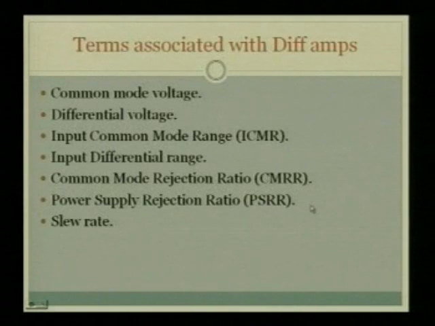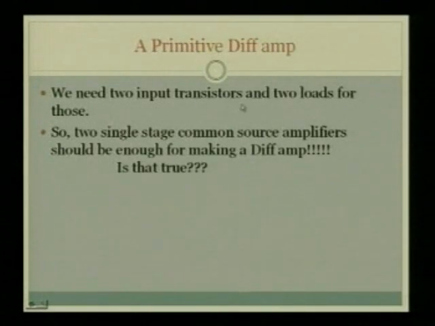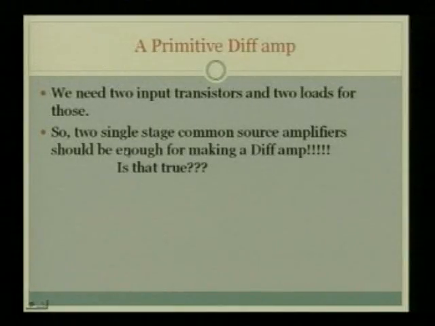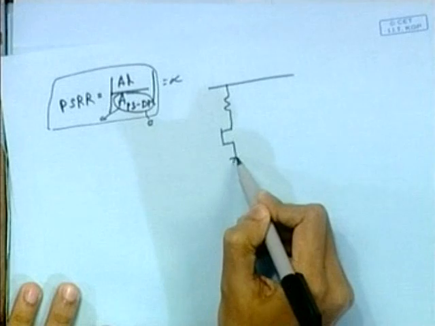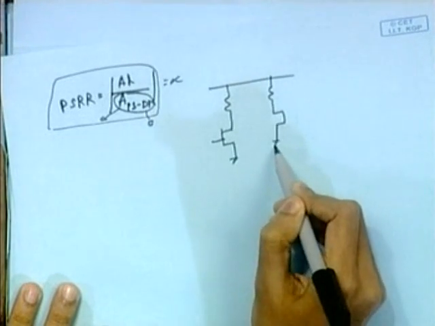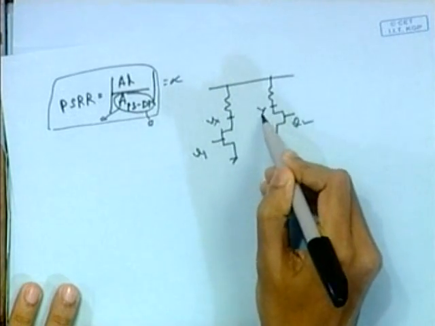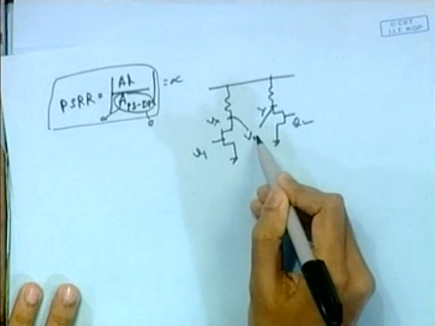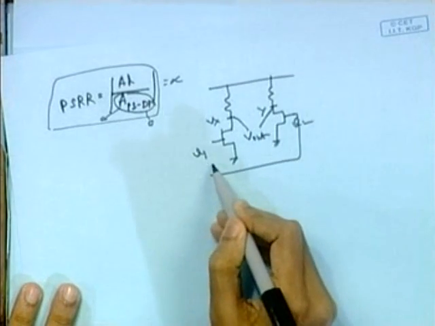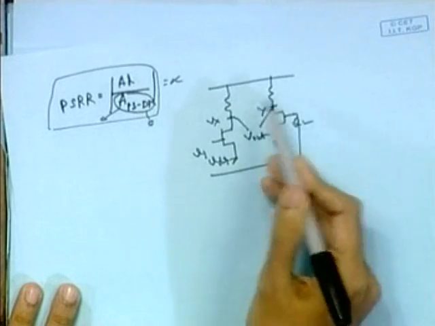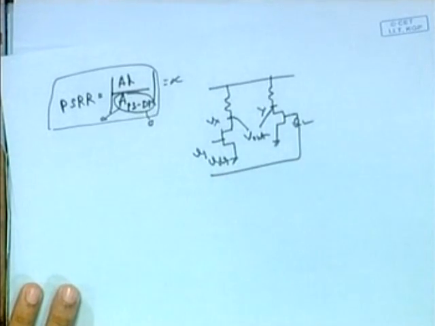Okay. So what do we need to make a diff amp? We need 2 input transistors for 2 signals and 2 loads for those 2 transistors. So 2 single stage common source amplifiers should be enough to make a diff amp. In the last class we studied the single stage amplifier. This is one single stage amplifier, this is another single stage amplifier, placed side by side, call it V1, V2, this is Vx, Vy. Take this output as our differential output and call this our differential input. So this is a diff amp. Is it true? That is okay.